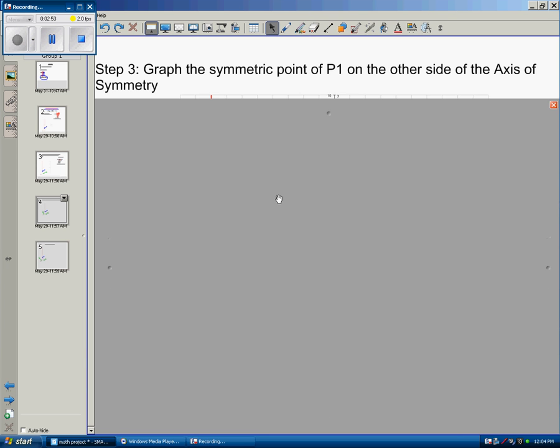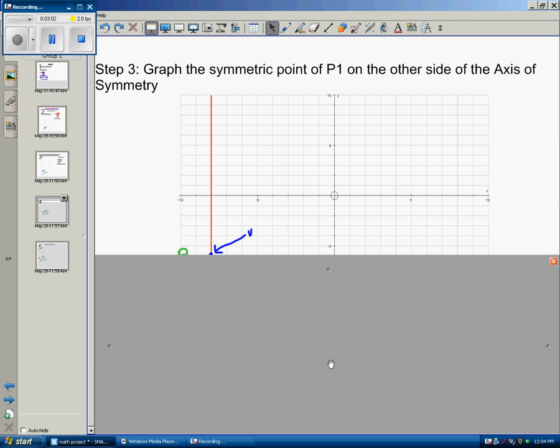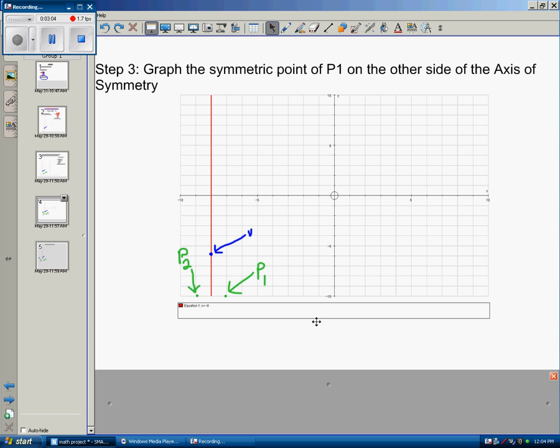The third step of this problem is to graph the symmetric point of P1, which is going to be P2, on the opposite side of the axis of symmetry. I already told you that P1 is 1 unit to the right and 4 units down. So to make it symmetric, you're going to want to go over 1 unit to the left of the axis of symmetry and 4 units down. You're going to graph that as P2, and your graph should look like this.